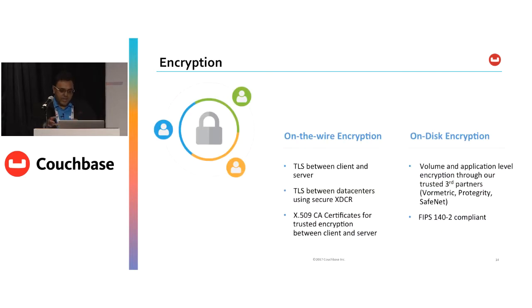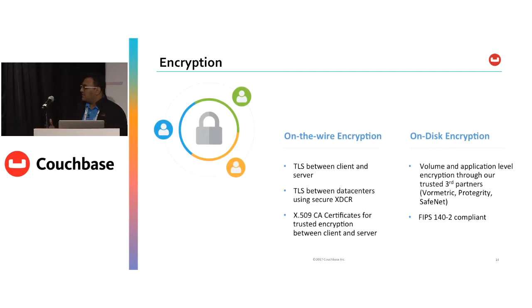Okay, so again, just part of the quick refresher here, we'll go into encryption. So when we look at encryption, there are two aspects of encryption. There's on-the-wire encryption, and there is on-disk encryption. On-the-wire encryption is typically where you use a client and you have a server, and you want, let's say, TLS encryption between the client and the server. And that's something Couchbase provides that you can use.